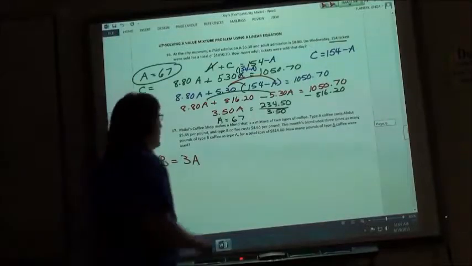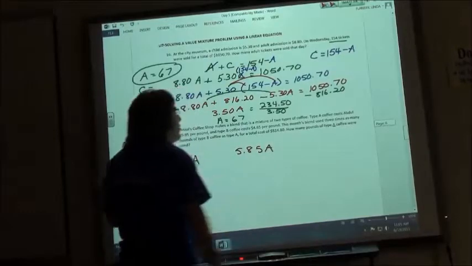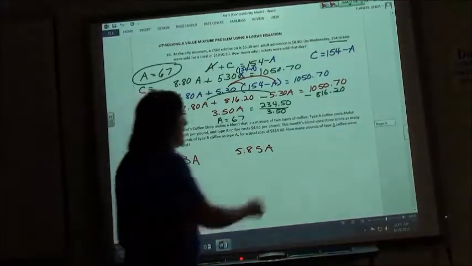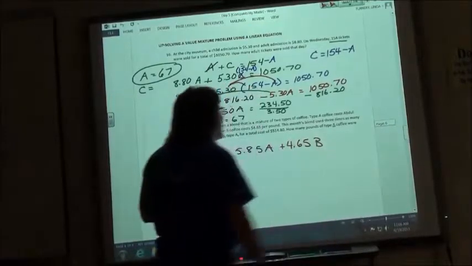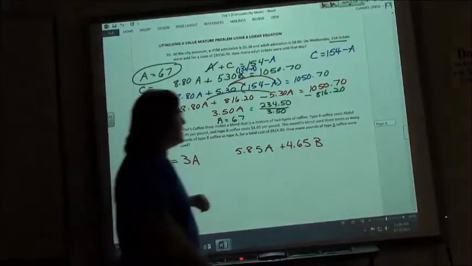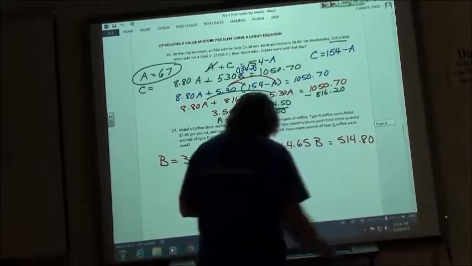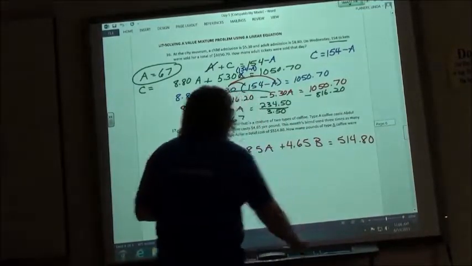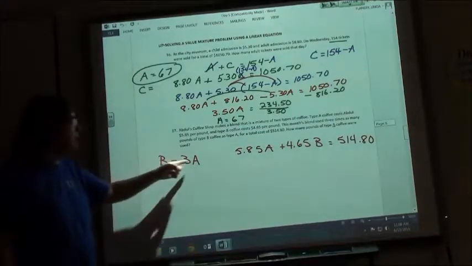My other equation, $5.85 per pound for type A coffee and $4.65 per pound for type B coffee. My total cost, $514.80. So this one we have to solve by substitution. We're going to replace the B with 3A.